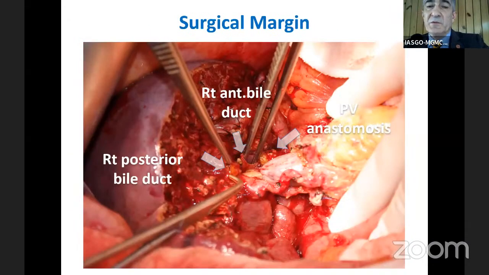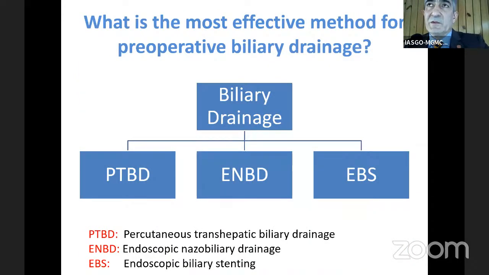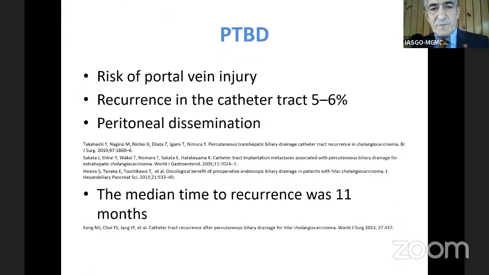So those patients usually receive a big operation. So biliary drainage is very important, I think, before the operation. This is a paper from Japan, and they compare the percutaneous biliary drainage catheter and endoscopic nasobiliary drainage and endoscopic biliary stenting.